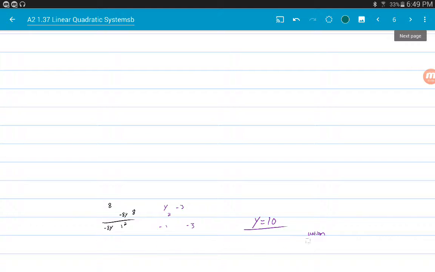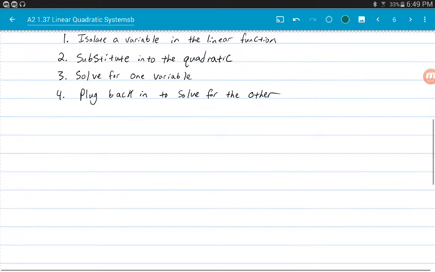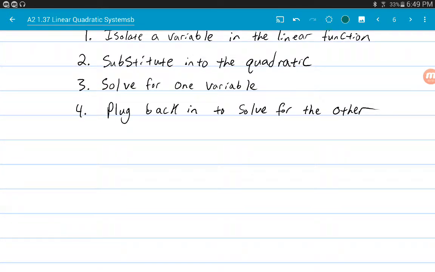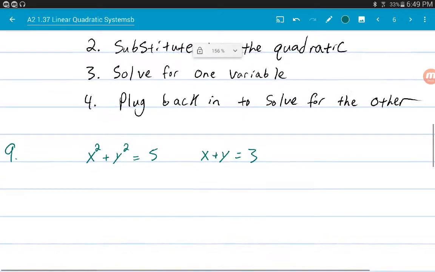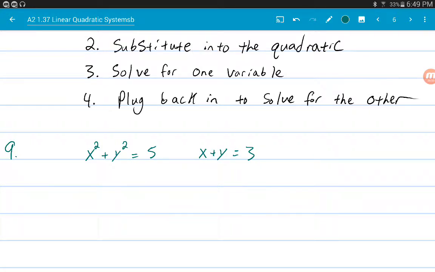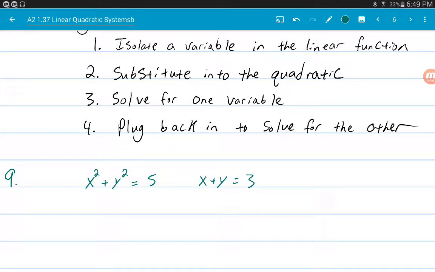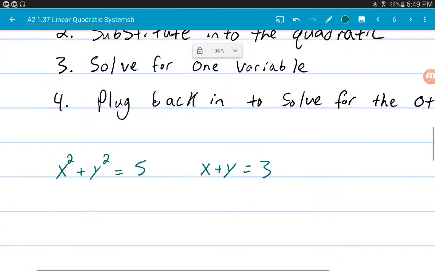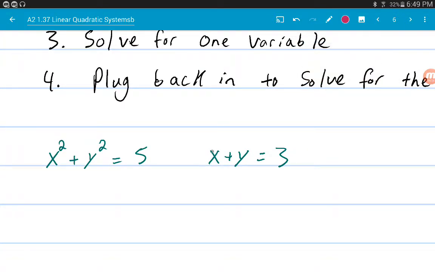Clear up a little more space here to finish the question. Make sure I don't run out. Okay, so question number 9. Here are 2 equations. Since we have 2, it's a system. Now, step 1 is isolate a variable in the linear function. Isolate it, meaning get it by itself. So let's say I'm going to pick x. If I subtract y on both sides to get the y away from the x, x is now isolated. x is equal to 3 minus y.